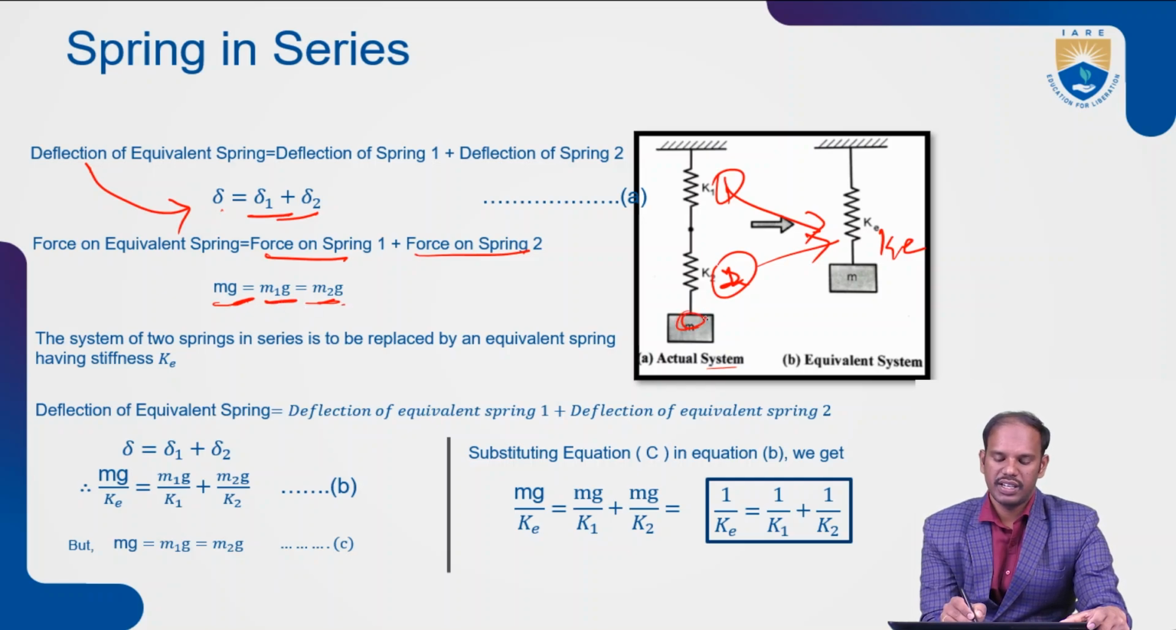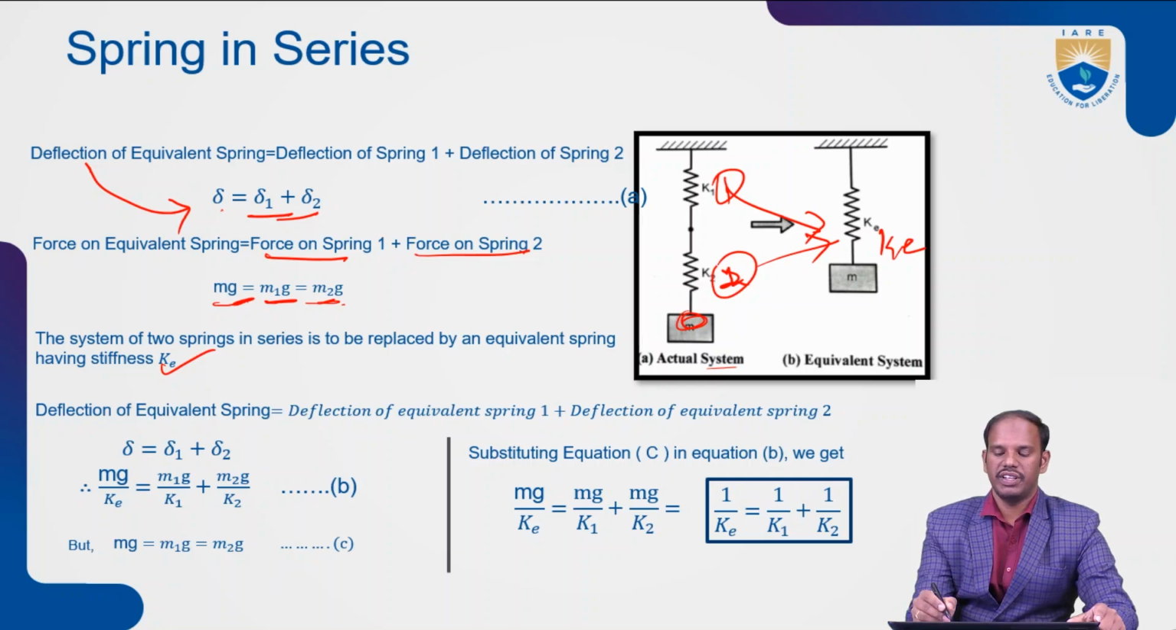So here, the mass is the same that we have taken. Only the springs we have taken as different, as an equivalent one. So you can write this: the system has two springs in series and has to be replaced by an equivalent spring stiffness Ke. Equivalent stiffness Ke, we are able to replace it, right?